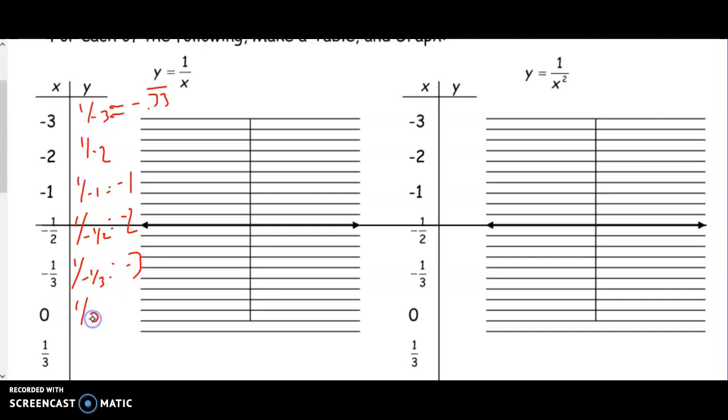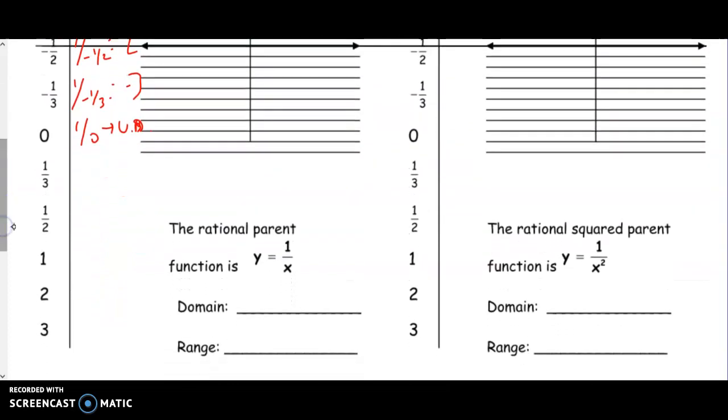1 over 0, that is undefined. Cannot divide by 0. 0 fits into 1 an infinite amount of times. 0 plus 0 plus 0, you'll never reach 1. Next one, 1 divided by 1/3, so that's 3. 1 divided by 1/2, that's 2. 1 over 1, 1/2, and 1/3.